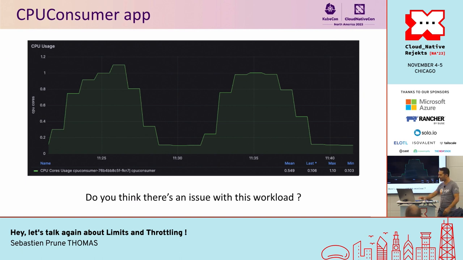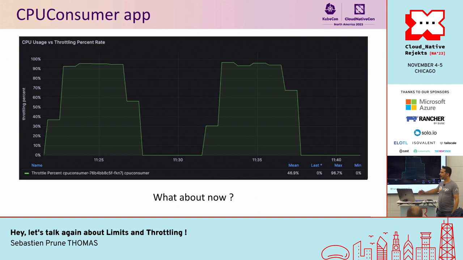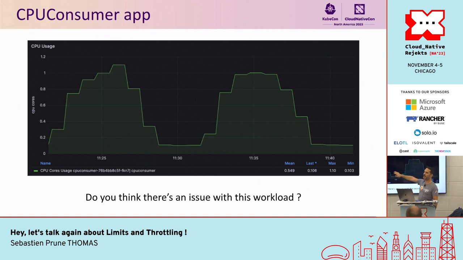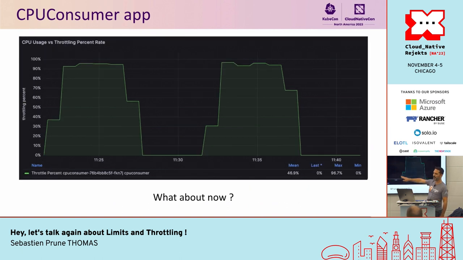That's too obvious. Okay. Now, if you see this graph for the same application, the previous graph was CPU usage. This one is CPU usage versus the throttling percentage, and it's a rate. Do you think there is a problem here when you see that? Who thinks there is a problem here? One, two, three, four, a few, okay. Who thinks it's totally okay because it's the same graph as we had before for the CPU?